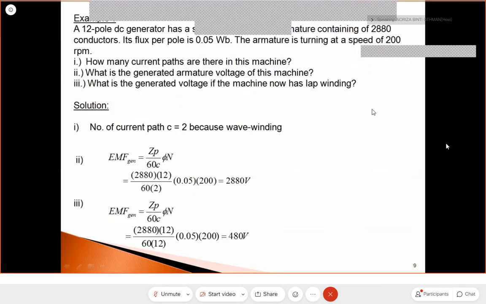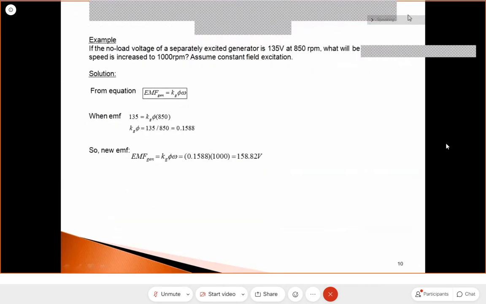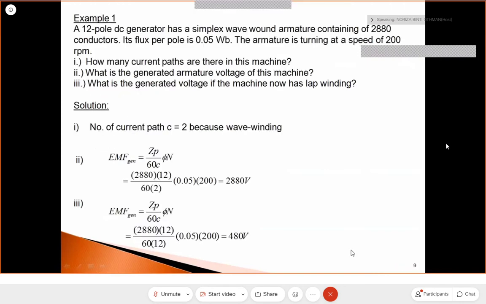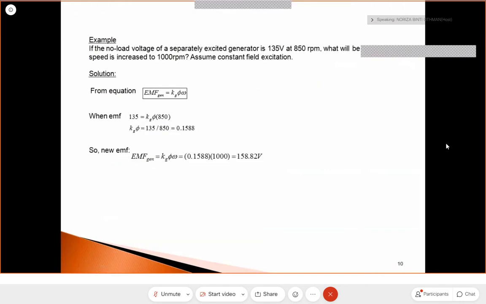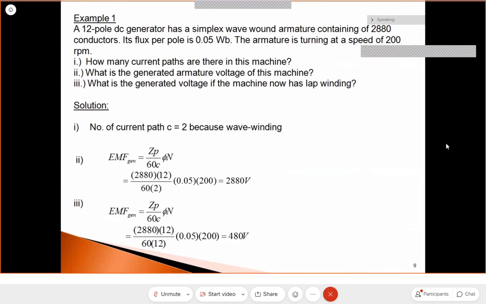Okay, let's look at the first example. Example 1, a 12-pole DC generator has a simplex wave-wound armature containing 2880 conductors. Its flux per pole is 0.05 Weber. The armature is turning at a speed of 200 RPM. How many current paths are there in this machine? And what is the generated armature voltage of this machine? And what is the voltage if the machine now has lap winding?